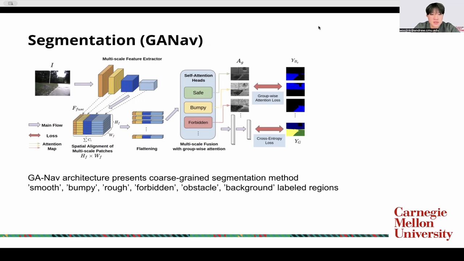So for the segmentation, which comes after the dehazing networks and algorithms, we use the model called GNAP. This GNAP architecture does not segment very detailed items such as trees, birds, and rocks. Instead, it merges them together into more coarse-grained segmentations, such as smooth, bumpy, rough, forbidden, obstacle, and background label regions.